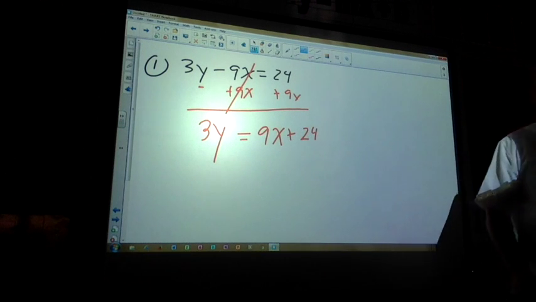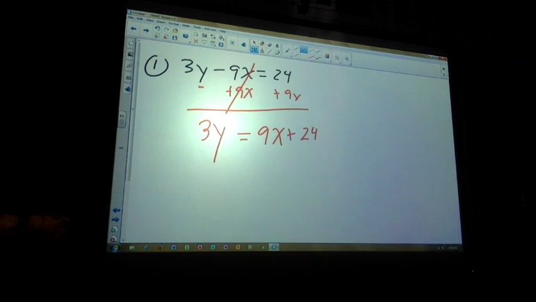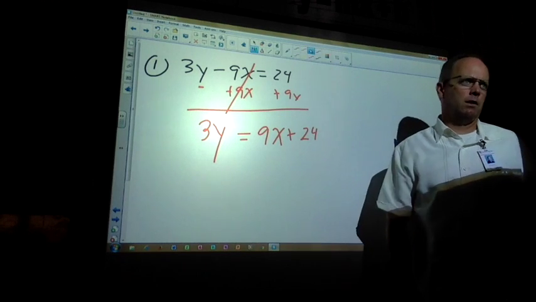Why wouldn't it be 24 plus 9x? It could be that as well, but I have to pick one or the other. It's actually more accepted to do letters than numbers, but they're both correct. All right, Gentry, can you lead us home on this problem?